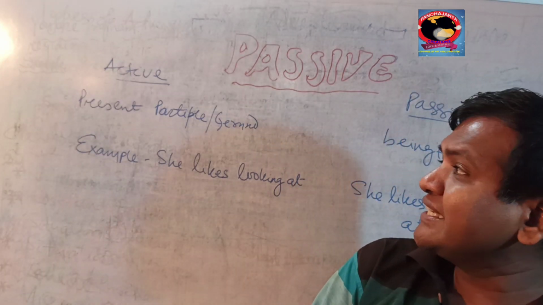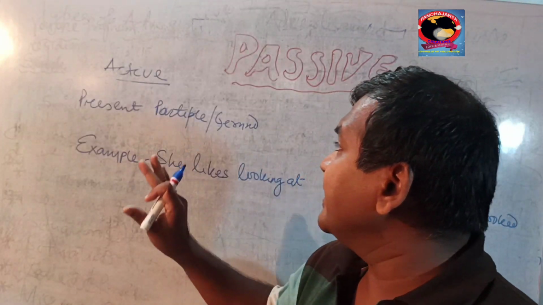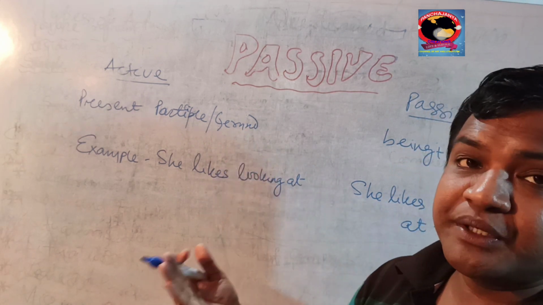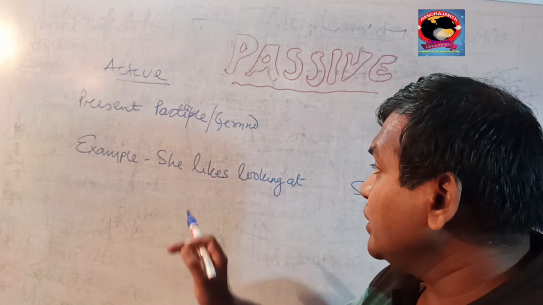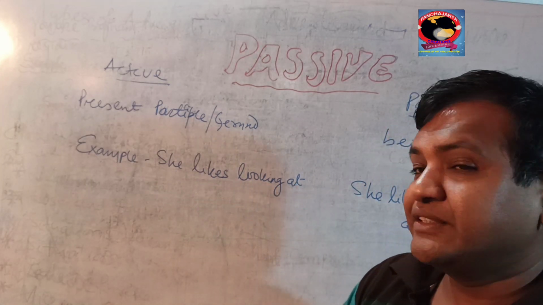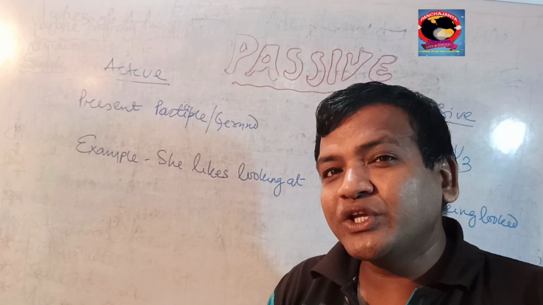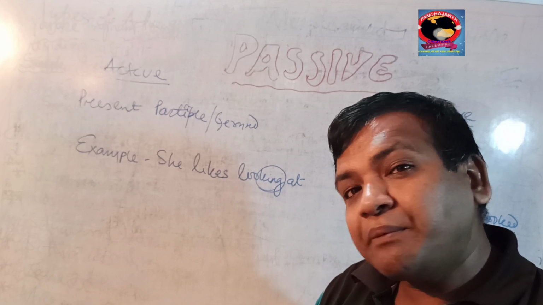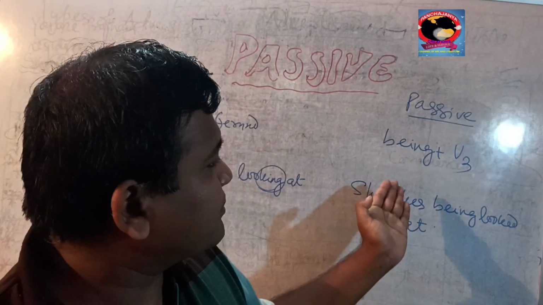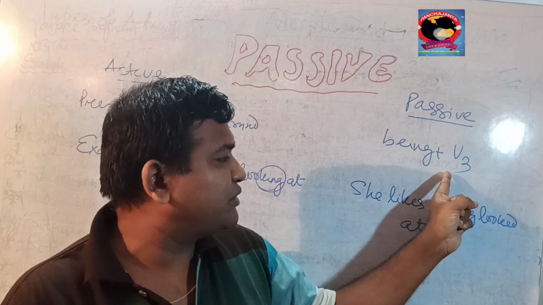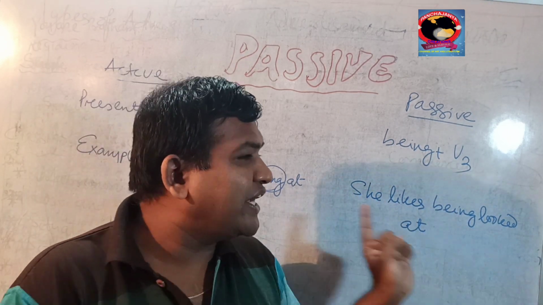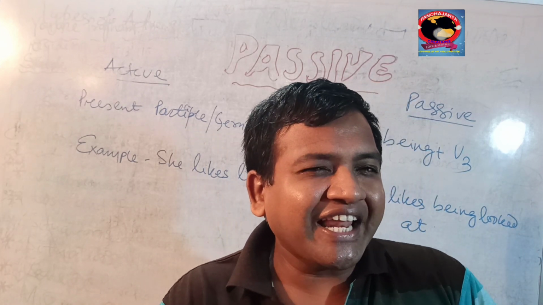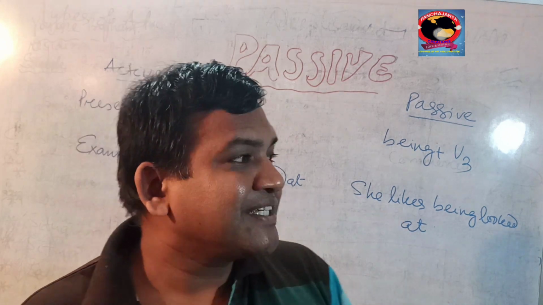So in those cases, how to use participle or gerund? Example I have given you. She likes looking at. Ing is there. So we have seen earlier that if ing is there, being is used. So you see here, being has been used, then V3 has been used. She likes being looked at. Oh, she is very beautiful. She is very beautiful, and she likes being looked at.